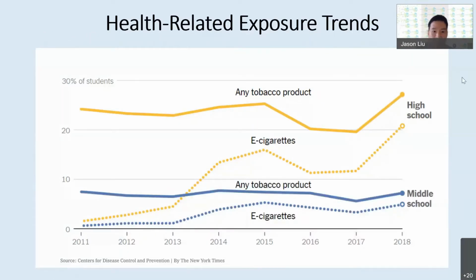Here's an example of a health-related exposure trend. These are the tobacco product use for high school and middle school students in the US. As you can see, we have any tobacco product on top and e-cigarette use at the bottom, for a trend from 2011 to 2018. It shows that e-cigarette use has been increasing in high school students over time. Definitely by looking at this, we can generate hypotheses about what factors are driving these trends.